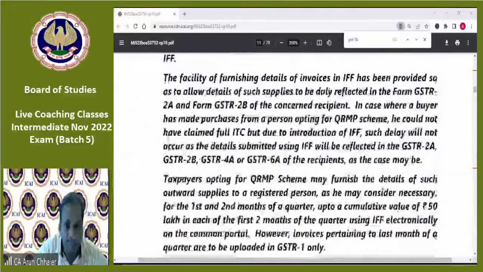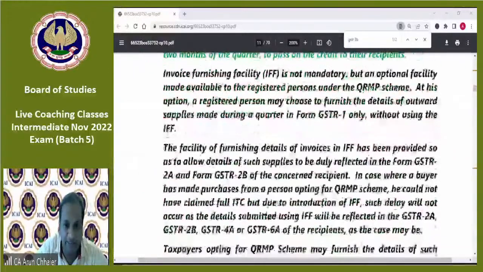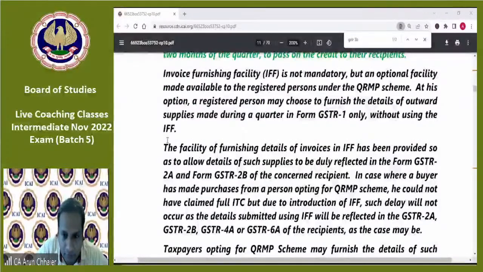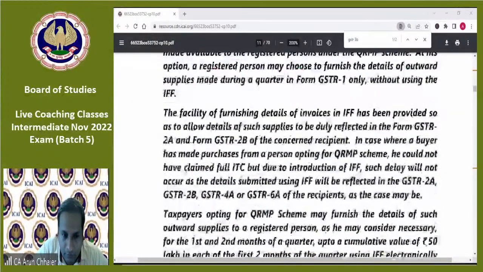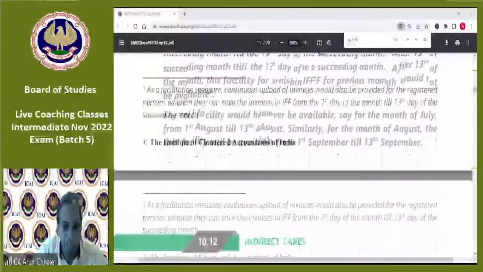It is prevalent, sir. It is available. This is the base for taking the ITC. Where it is written, 2A, 2B is not prevalent. You tell me, then I will again come back.